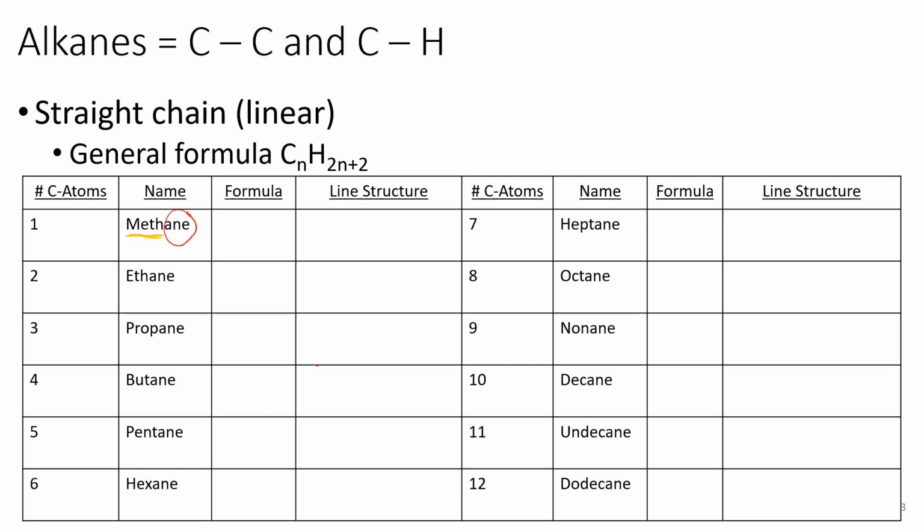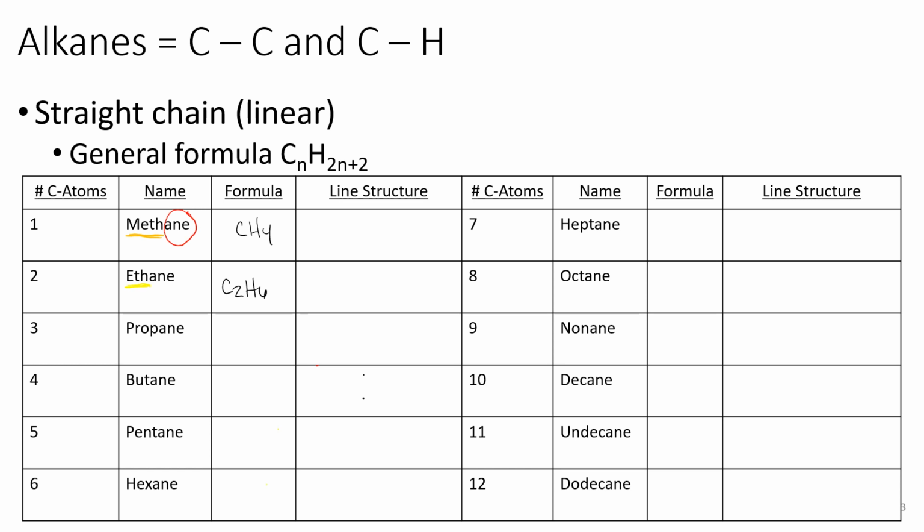So if we're looking at our straight chain formula for methane, our formula for methane would be CH4, and it would just be one carbon atom. So there would be no line structure that we'd be looking at. For the next one, we have ethane. The prefix of eth is what means that we have two carbon atoms. So our formula would be C2H6, and it would just be the two carbon atoms connected together.